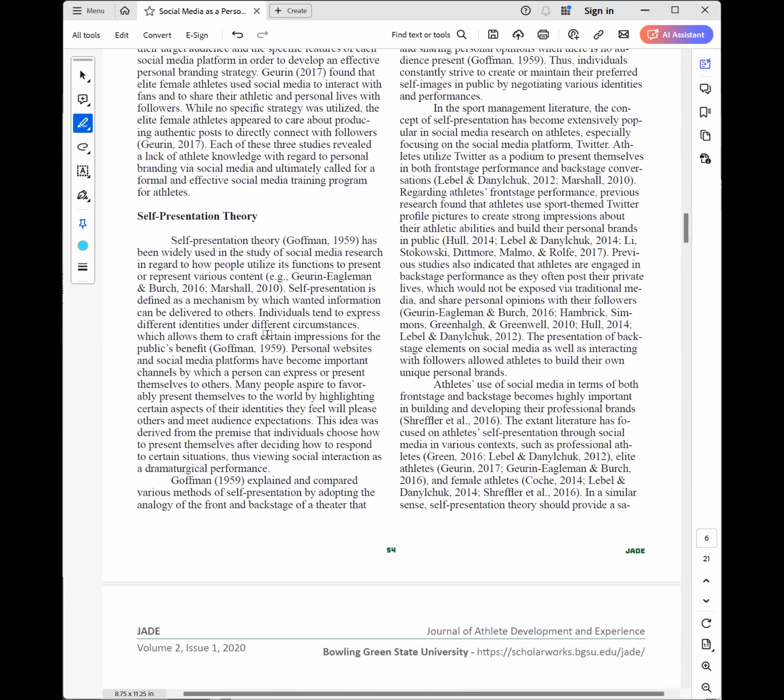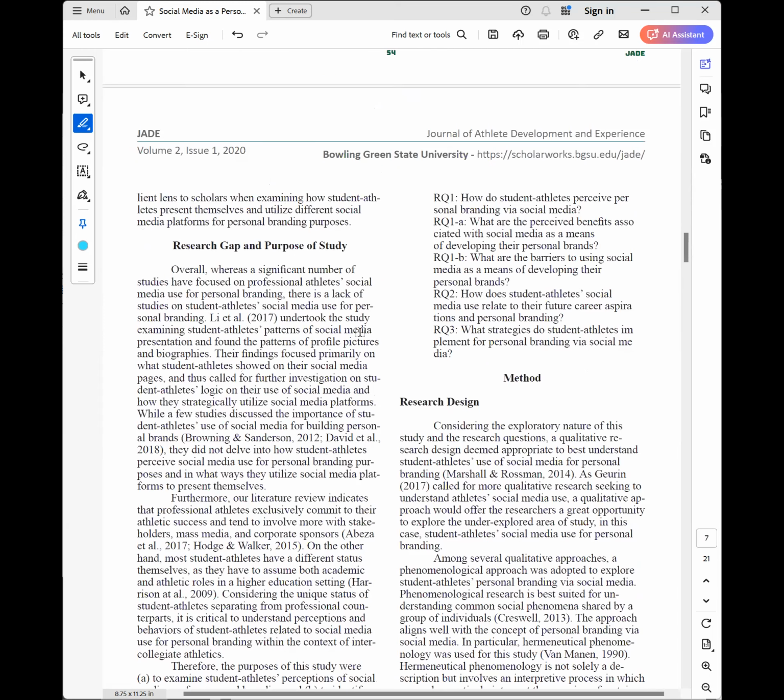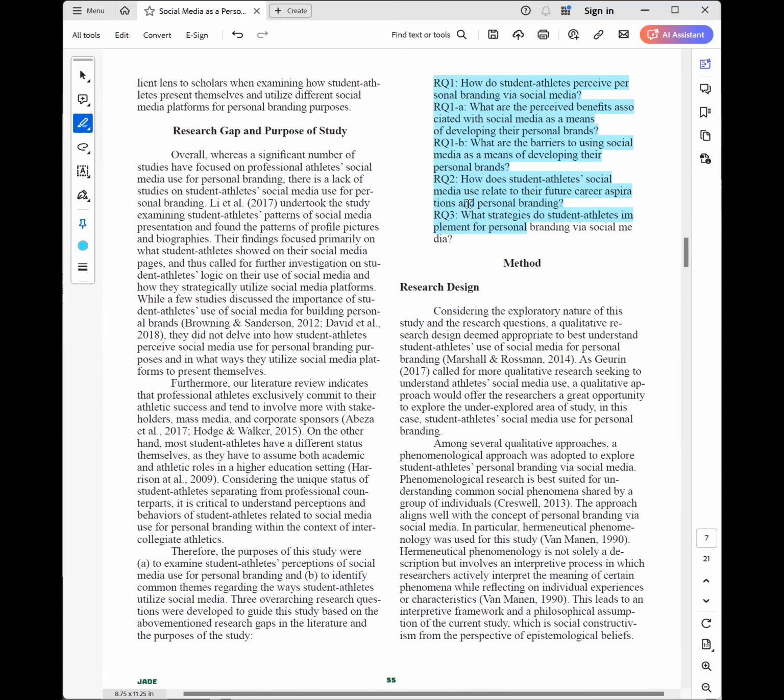They're also providing theory here. They're showing the research gap and the purpose of the study. And it's got the research questions. This is very common in academic work. You're going to have key research questions that are guiding the hypothesis.